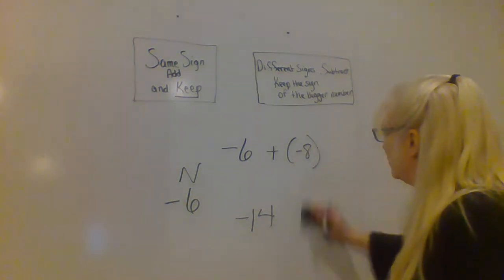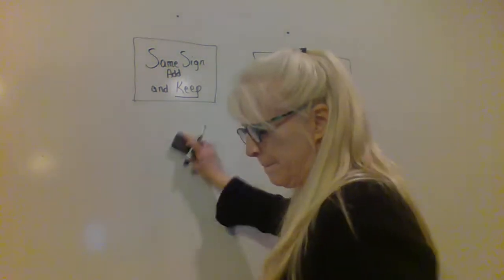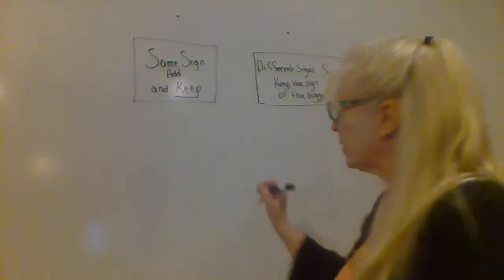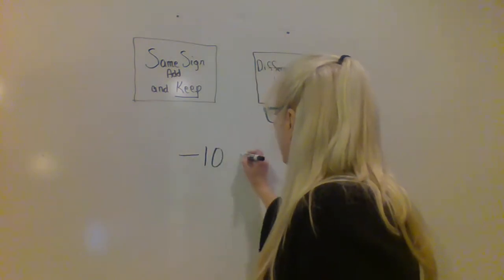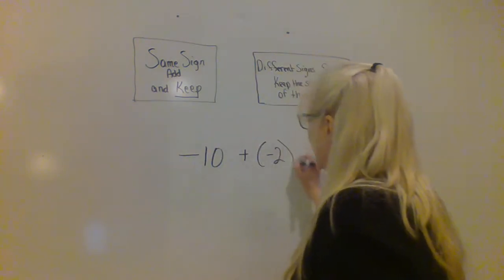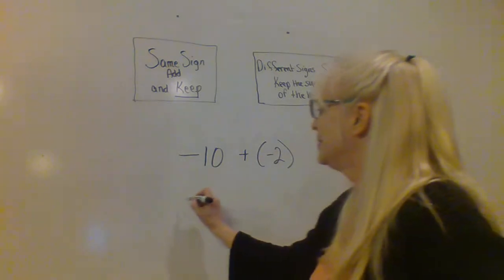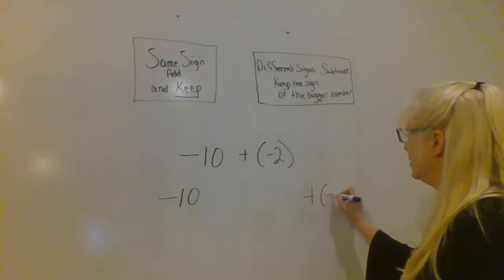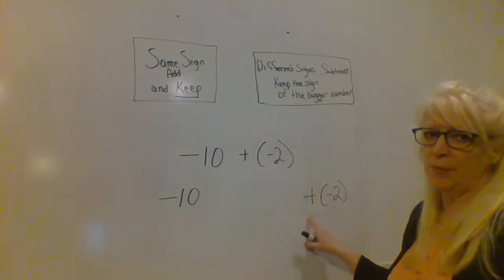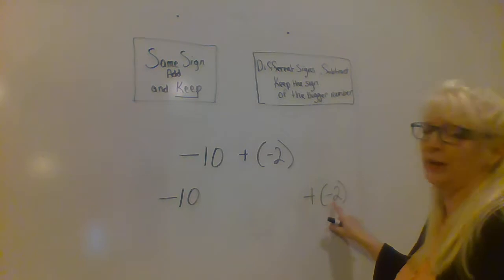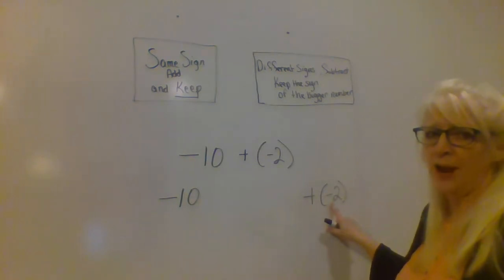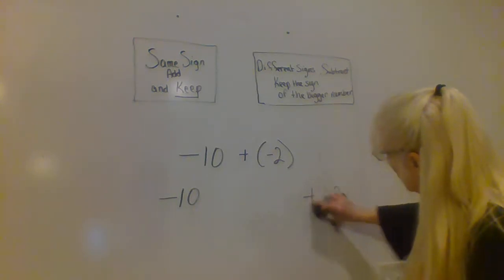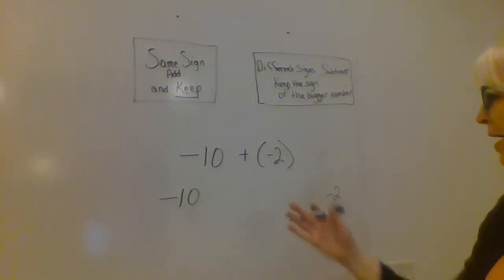Okay, let's take a look at another one. You guys are probably starting to get used to this one now. So I'm going to move the negative 10 over here, and then I'm going to put the plus negative 2. Well, the last couple of problems have had this one, so I know that the negative is going to win. So this number is actually a negative 2. So I can take all this disguise off. And so now I have a negative 10.